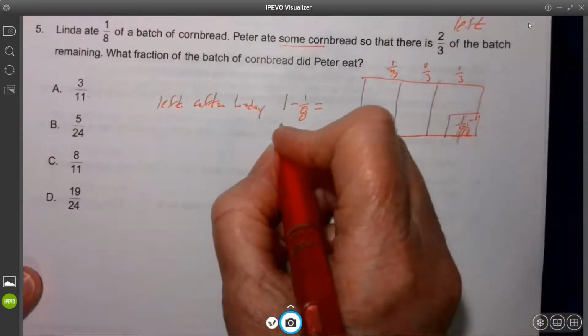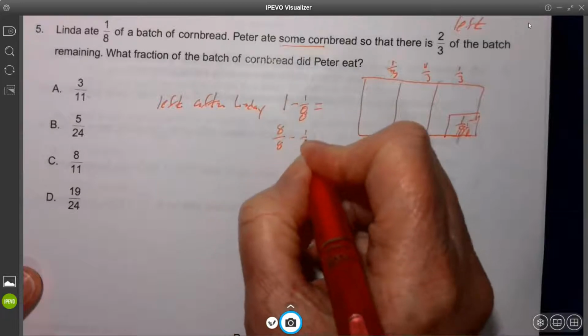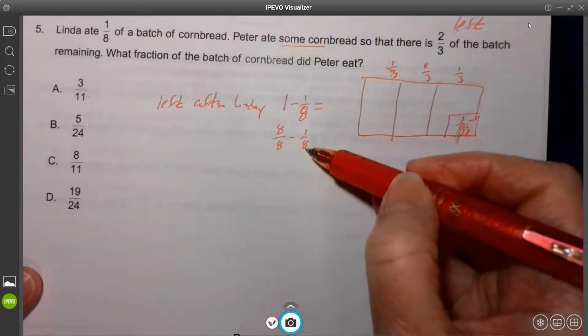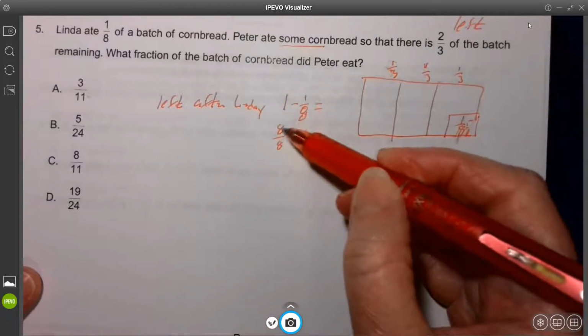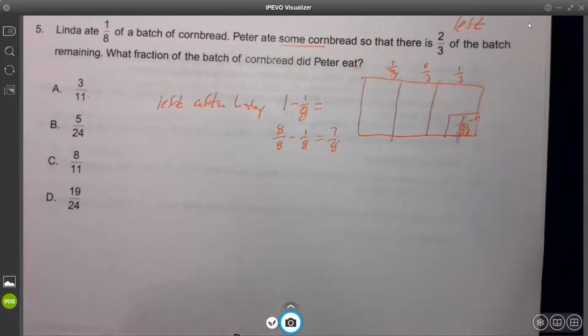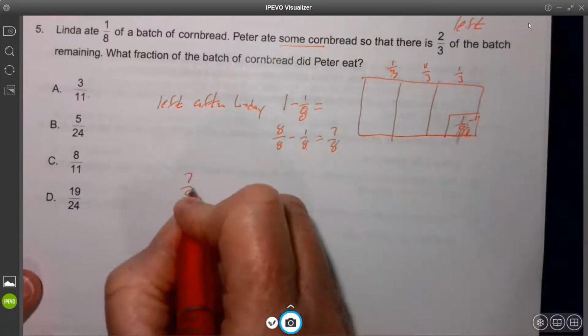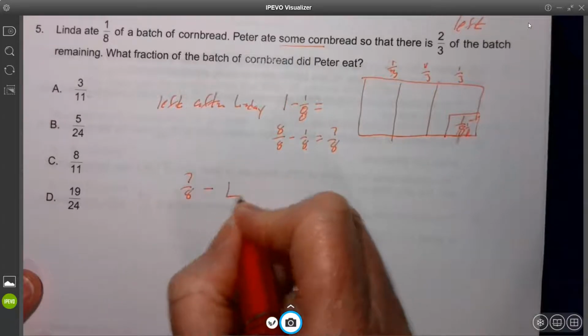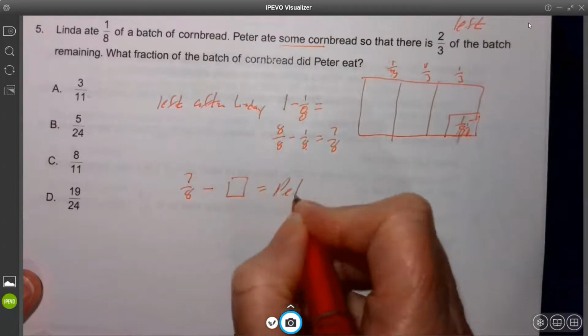The other one is, remember, I can always change it so it has a common denominator. I want the denominator of 8, so I choose that. 1 is 8 over 8. So I get 7/8 left. So now what we have to realize is that what is left is 7/8. We're going to subtract off some to get what Peter ate.